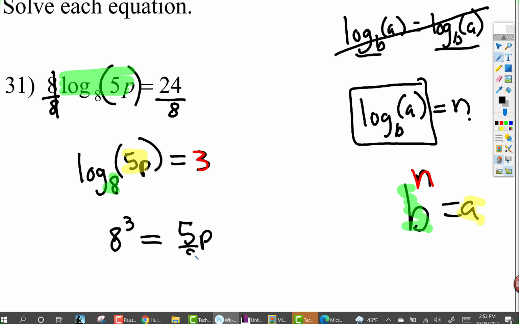And then we can divide both sides by 5. Let's see. I think that ends up being 512 over 5. So let's see. 8 cubed. Yep. 512, and I'm okay if you leave it just like that. P is equal to 512 fifths.